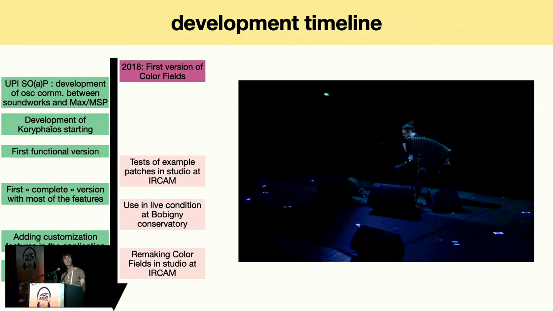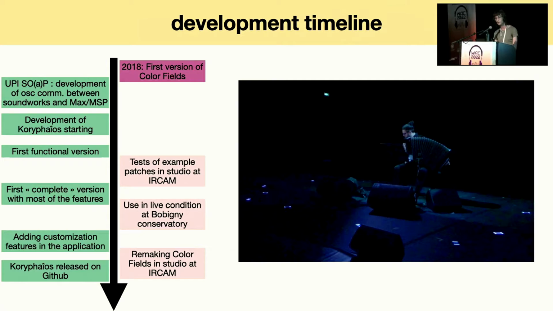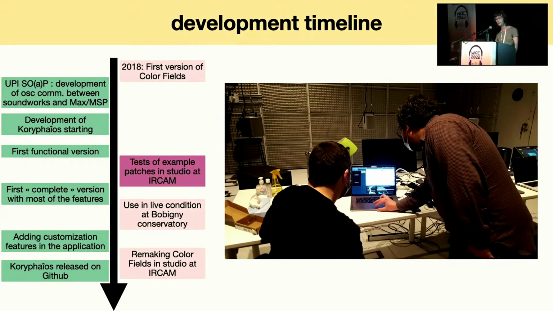To demonstrate this, here's a development timeline of Koryphai, with on the left the different steps in the development, and on the right the different tests and uses in live situations that we did with Luciano. As we finished a first functional version of the application, we tested it in the studio at IRCAM using examples provided by Luciano. This allowed us to understand how an experienced composer would use the application, and he gave us a lot of insights and ideas for features that we could implement, which allowed us to readjust the course of development.